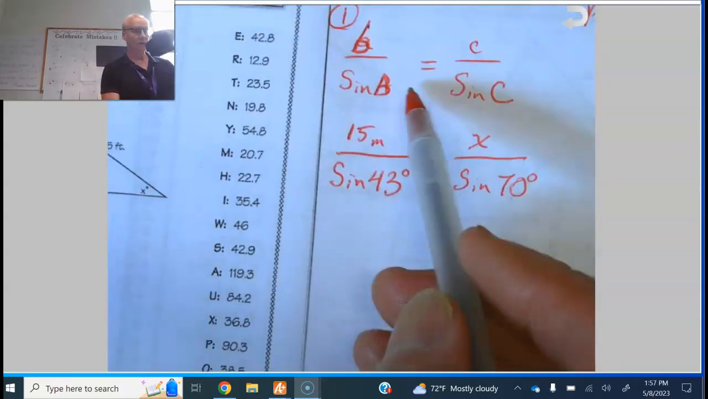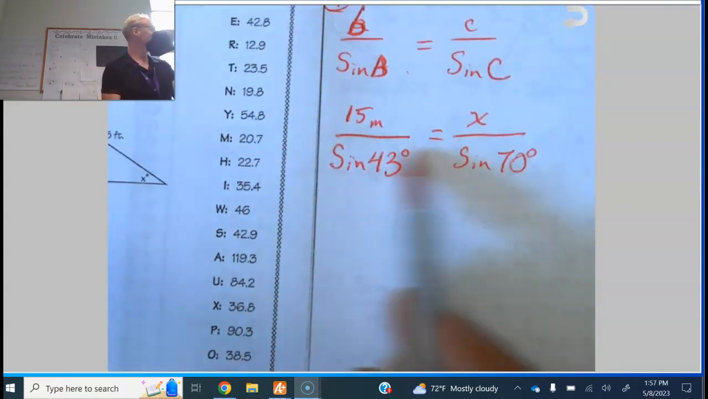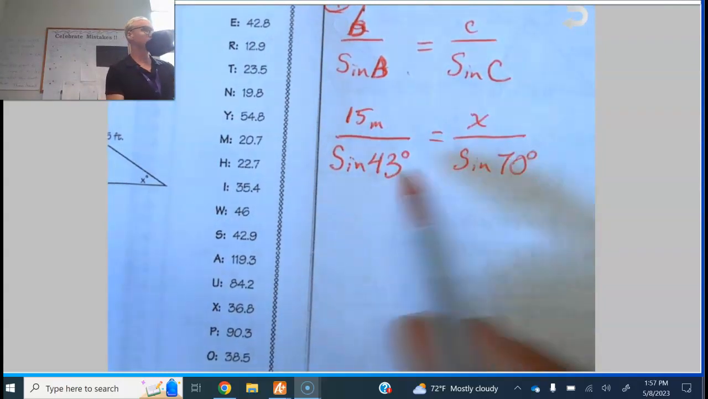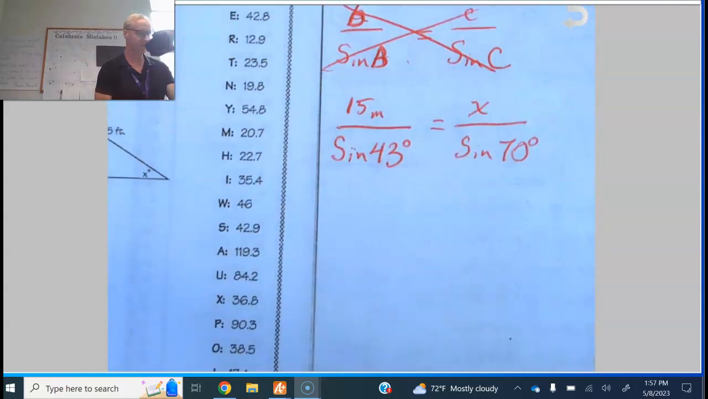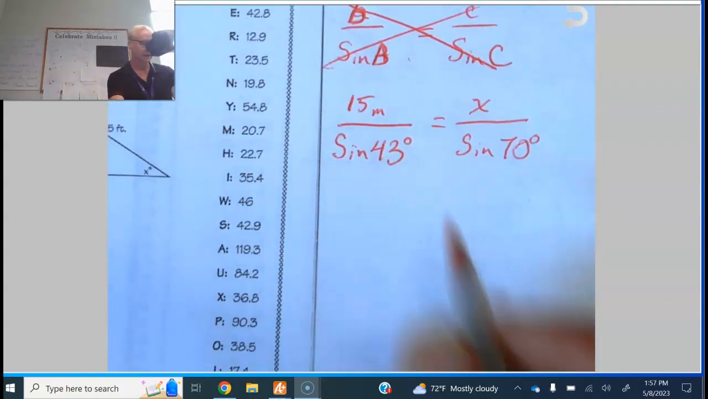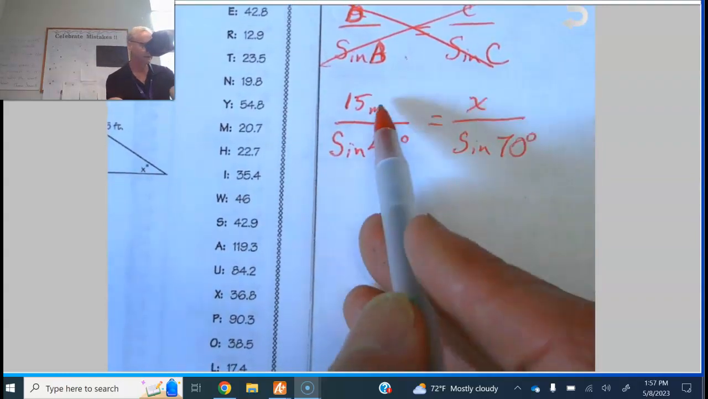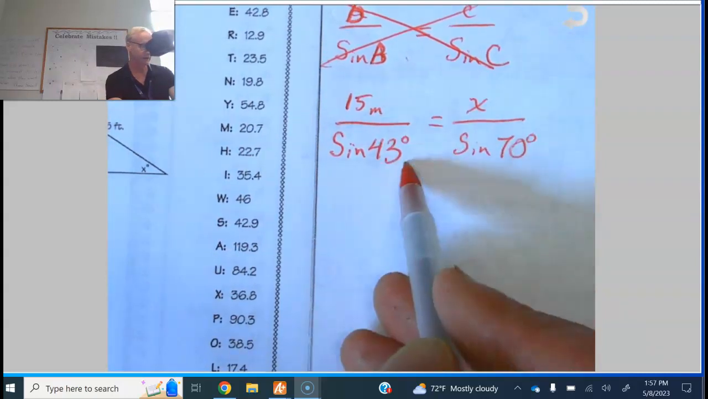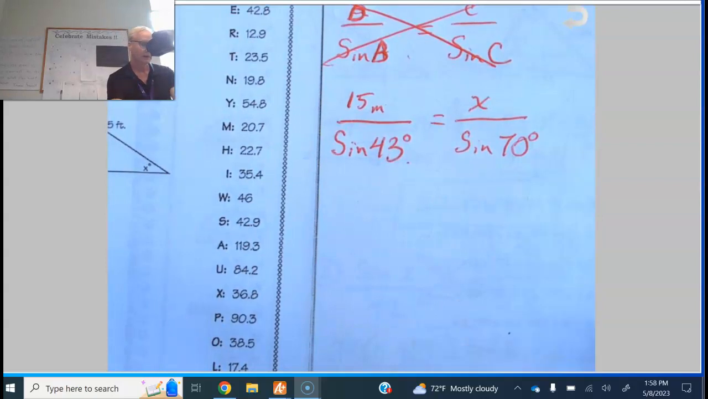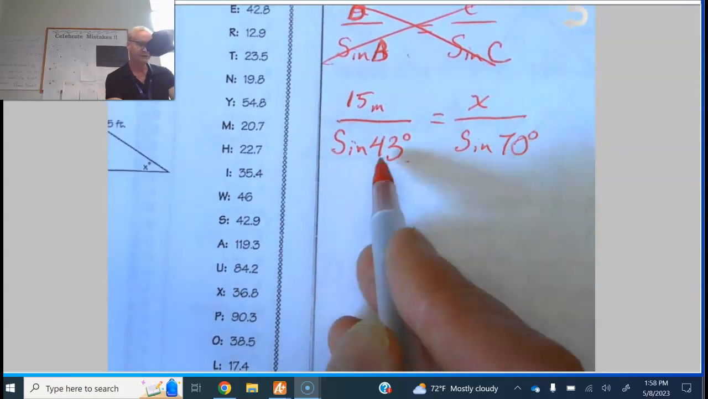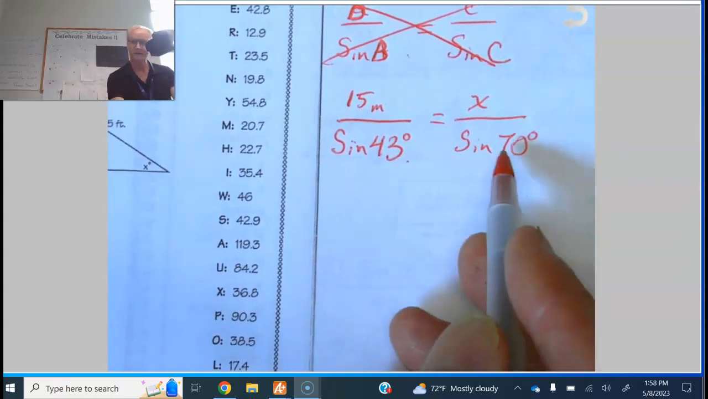I normally don't write this first. I normally just go straight to the opposite sides and angles and just write it out. So I don't normally write the generic formula for it. I just start out with this. It's pretty easy. This is the opposite side. This is the opposite angle. This is the opposite side. This is the opposite angle. These are just numbers. They're just decimals that go with these guys.